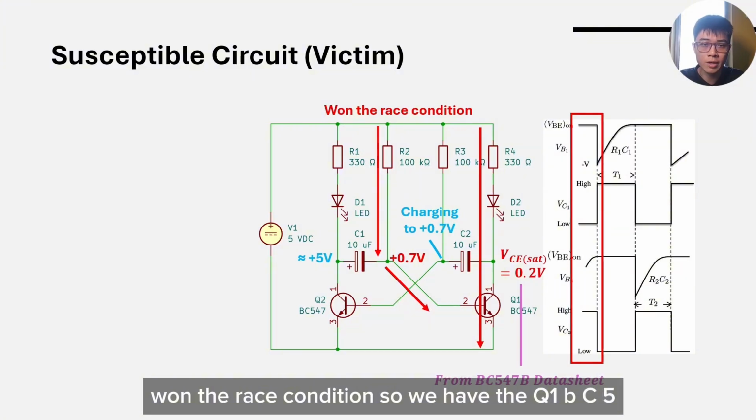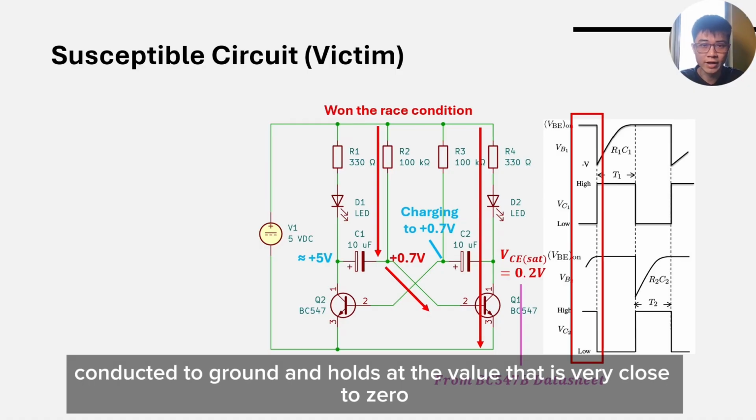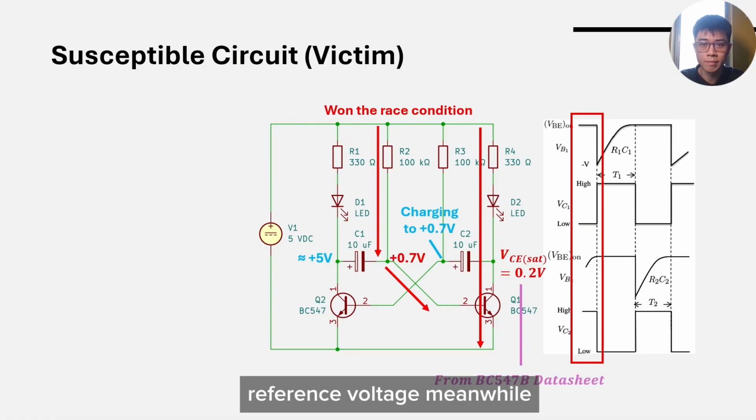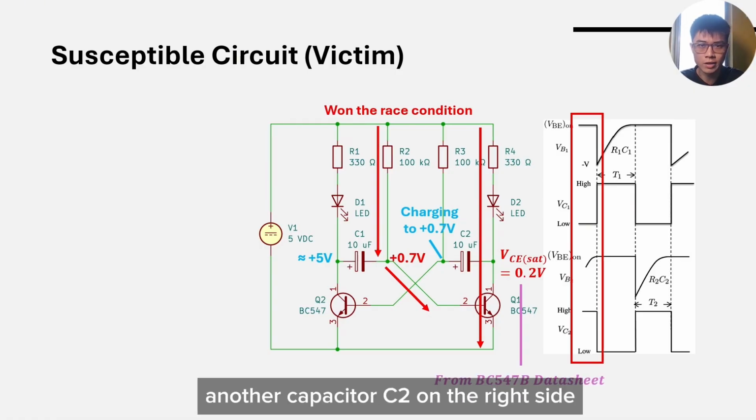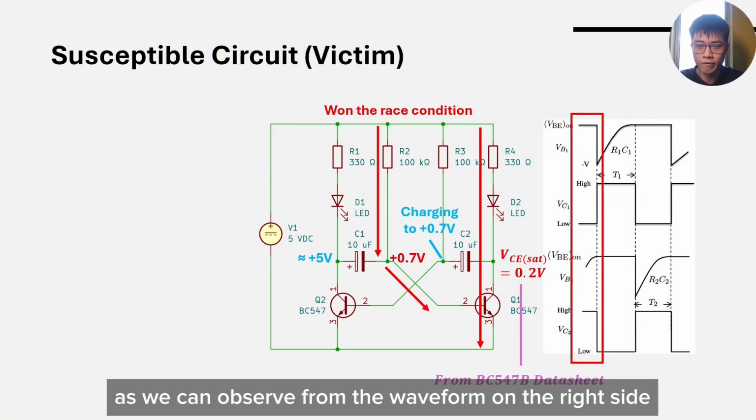So we have the Q1 BC547B base pin holding at 0.7 volt. The collector pin on the other side is conducting to ground and holds at a value very close to the zero reference voltage. Meanwhile, the other capacitor C2 on the right side is waiting to charge to 0.7 volt to make the switching, as we can observe from the waveform on the right side.